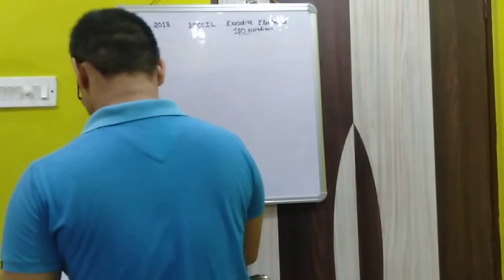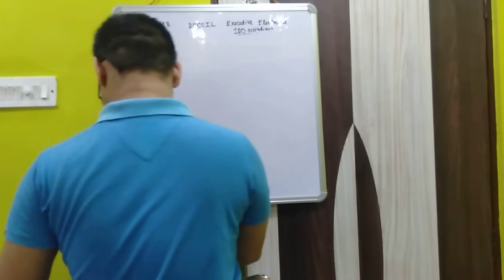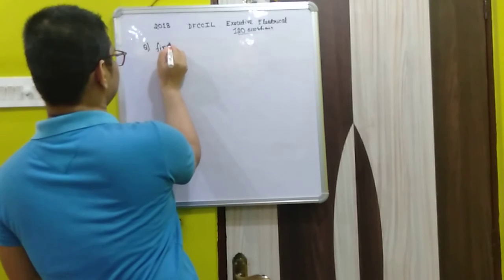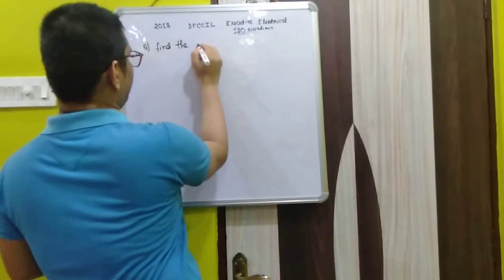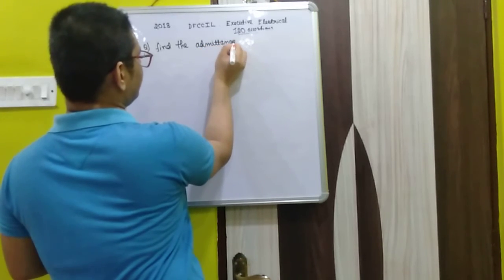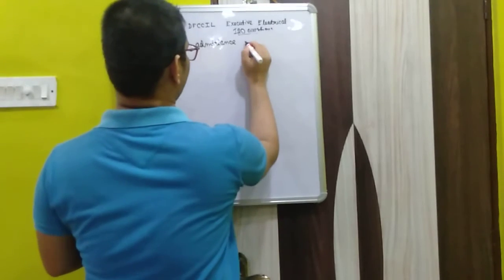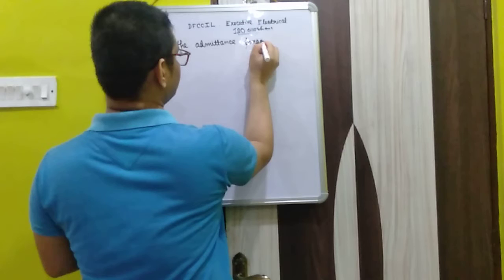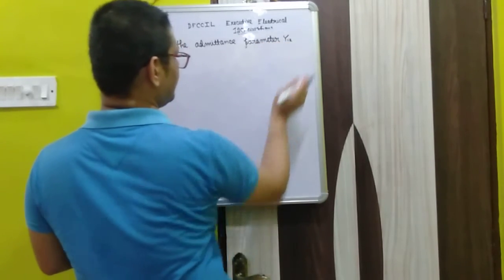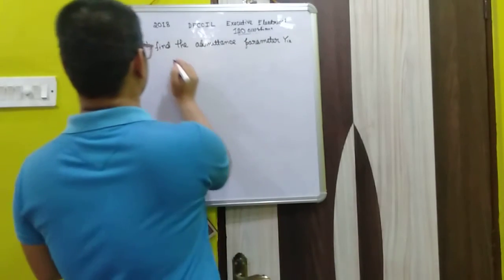That is given one question, that is we have to calculate the admittance. So question, find the admittance. We have to calculate the admittance, that is admittance parameter Y12. Admittance parameter Y12 for the two-port network.